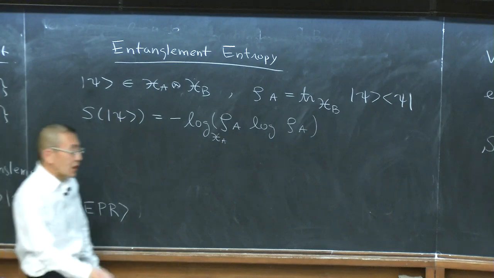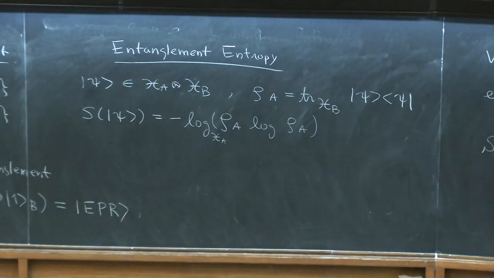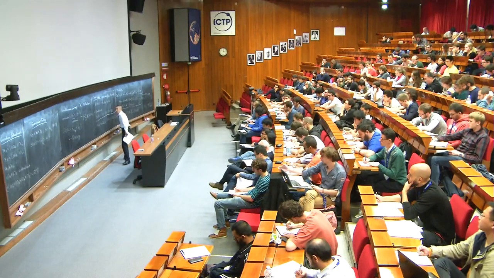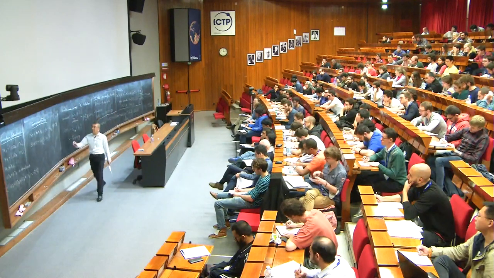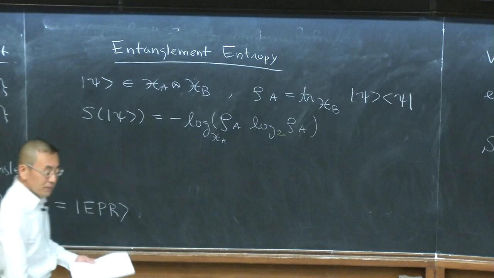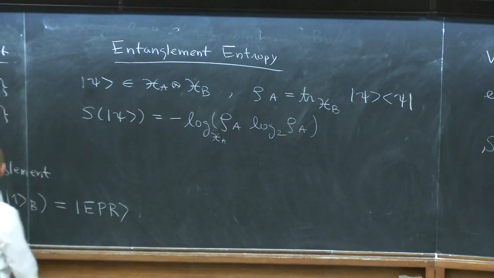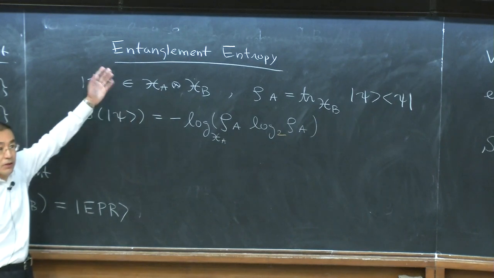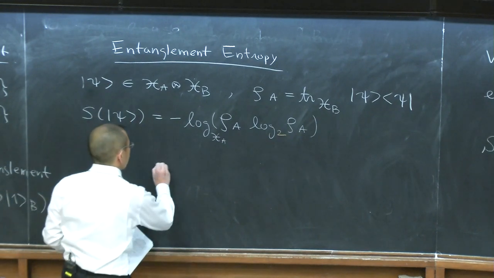So this is the definition of entanglement entropy. As an exercise, let's evaluate this for these two states that I introduced. Again, to simplify our calculation, let's do that with base 2. If I substitute this and this into this definition and work it out, which I encourage you to do by yourself.